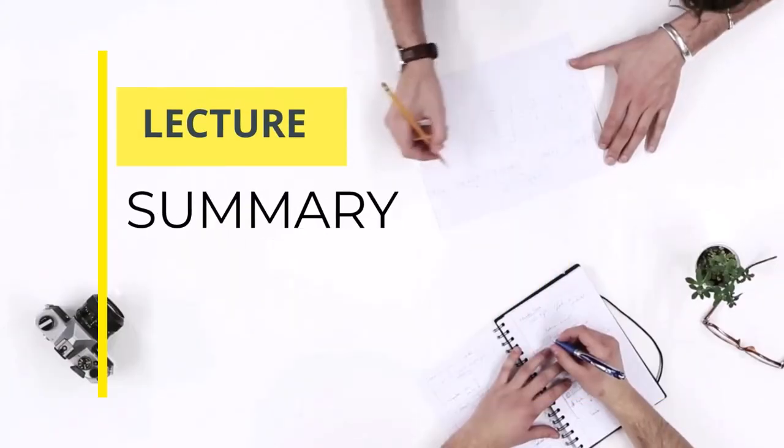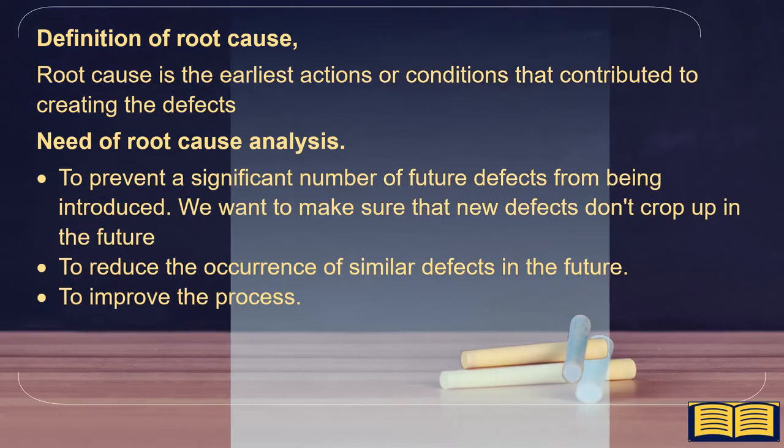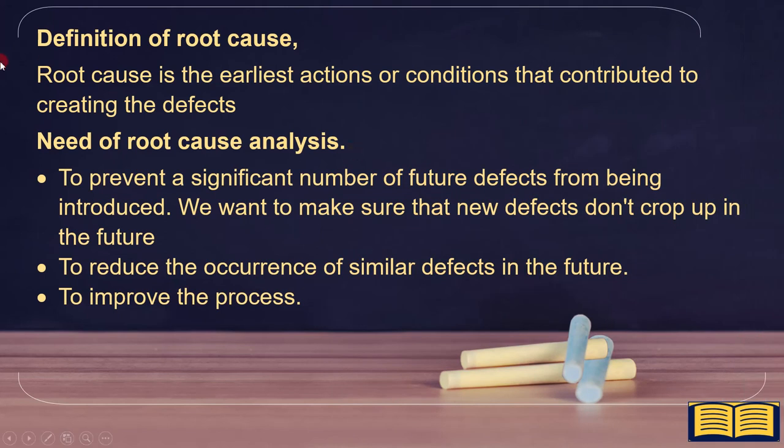Let's summarize the lecture. First, we covered the definition of root cause. Root cause is the earliest actions or conditions that contributed to creating the defects. Then, we saw the need of root cause analysis: to prevent a significant number of future defects from being introduced, we want to make sure that new defects don't creep up in the future; to reduce occurrence of similar defects in the future; to improve the process.